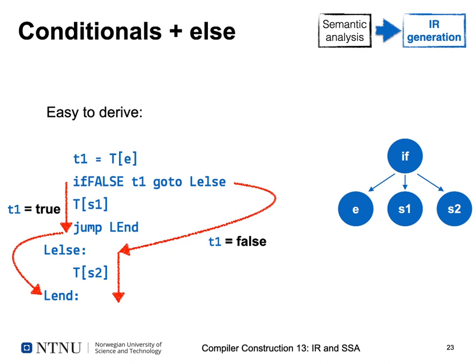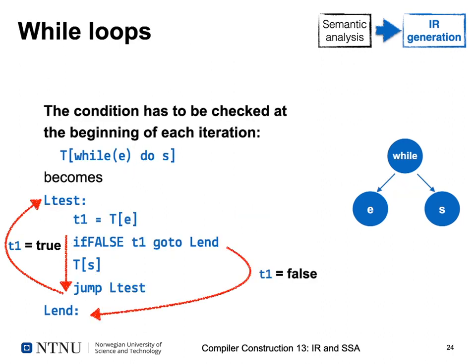Now, if we consider loops, then we have to deconstruct the loop because we don't have any loop constructs in our intermediate representation. So we deconstruct our loop by changing it into a condition check, a conditional jump, and then we execute the body of the loop if this condition was fulfilled, and then we jump back to the start of our loop.